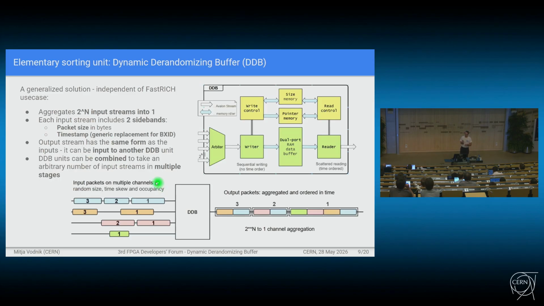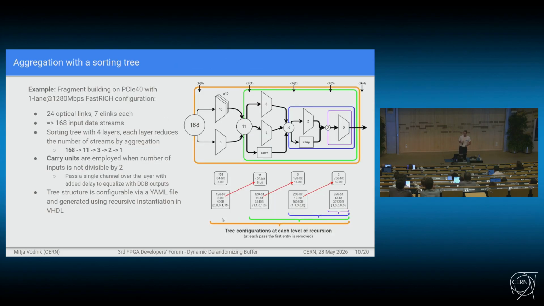So we have an elementary sorting unit which sorts a power of 2 inputs into an ordered stream, so ordered in space and time. So the timestamps have to come out in order, and the data within the packet has to be in the order of the input index, let's say. So the idea is that we take this elementary unit and combine multiples of them into a tree structure which will aggregate the packets in multiple stages.